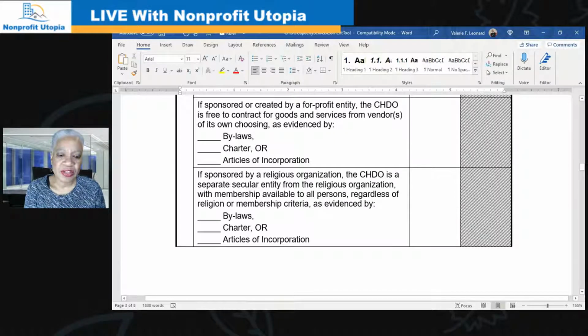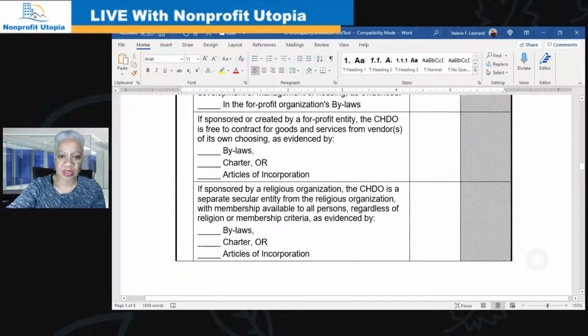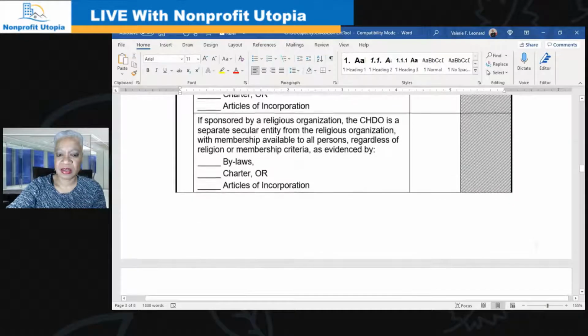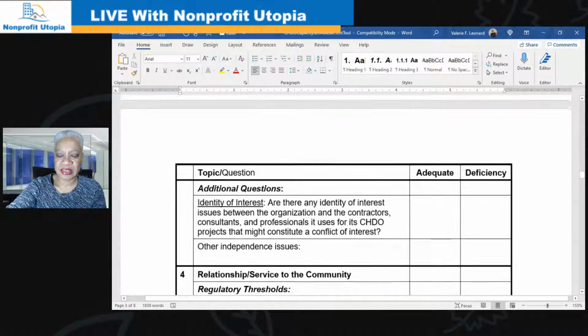If the organization is sponsored by a religious organization, the CHOTO is a separate secular entity from the religious organization, with membership available to all persons regardless of religion or membership criteria, as evidenced by the bylaws, charter, or articles of incorporation. And again, this is a checklist for HUD, for people who have organizations that want to actually go into housing development and get CHOTO status. But these questions are very, very helpful to people, regardless of what business their organization is in.